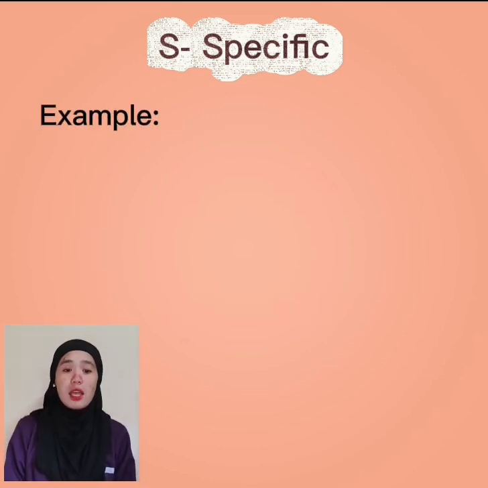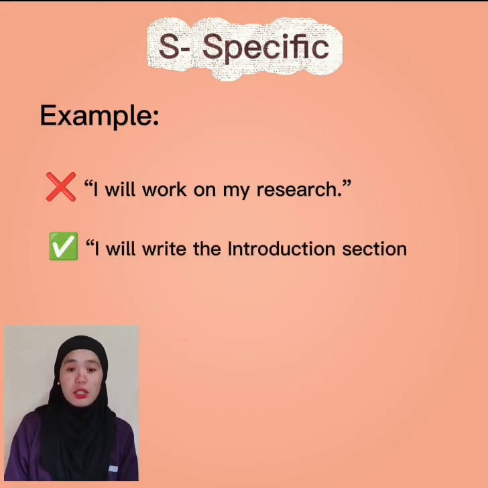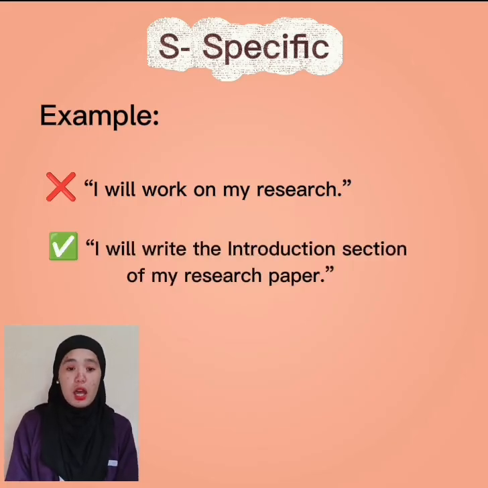Example, let's say you're working on your research. Instead of saying, I will work on my research, say something like, I will write the introduction section of my research paper. This helps your brain understand exactly what needs to be done.